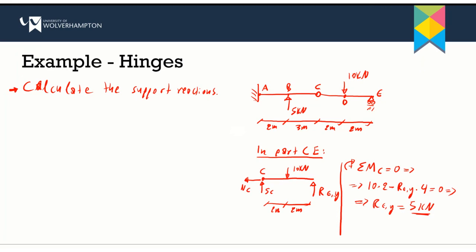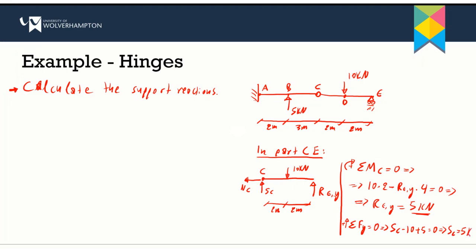Now, because I have calculated that, I can calculate the rest and then go back to the other part of the structure. So if I get the sum of forces in y direction, which has to be equal to 0, let's say that the ones pointing upwards are positive, I have SC minus 10 plus 5 equals 0, or SC equals 5 kilonewtons.